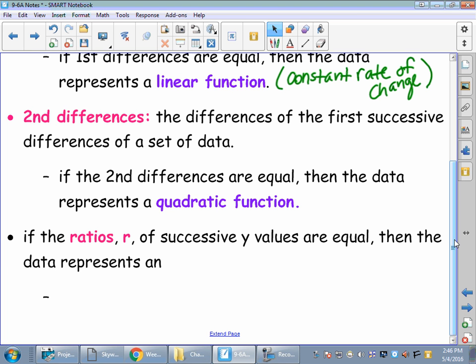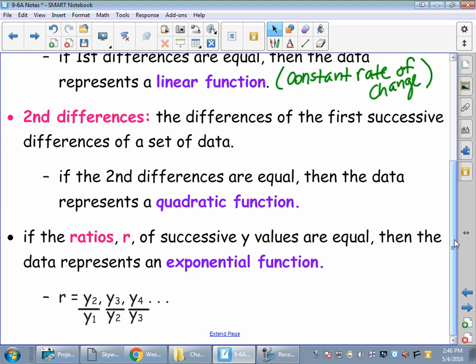So we put the successive y values over each other and we write them as a ratio. And if they're equal, then it's an exponential function. What I mean by that is, if you take the second y value and place it over the first y value, you get a number. It could be 3/4. It could be -4. But as long as when you put the third y value over the second y value, you get the same exact number, and the next one, and the next one, as long as it's consistent, then you know it's exponential.